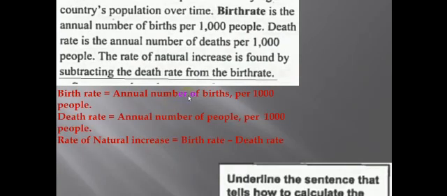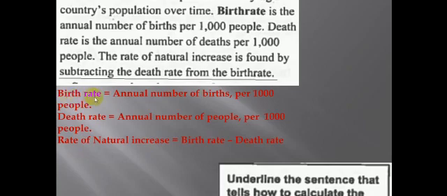We have here some statistics which are really important for understanding the idea of population. We have three things: the birth rate, the death rate, and the rate of natural increase. First, let's talk about the birth rate.